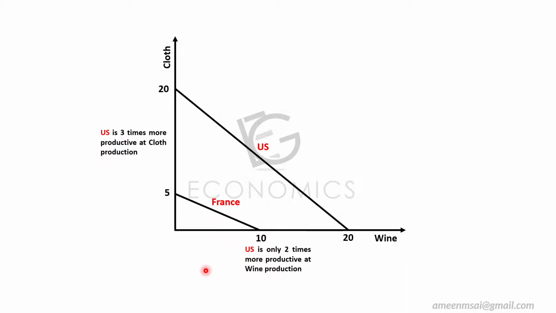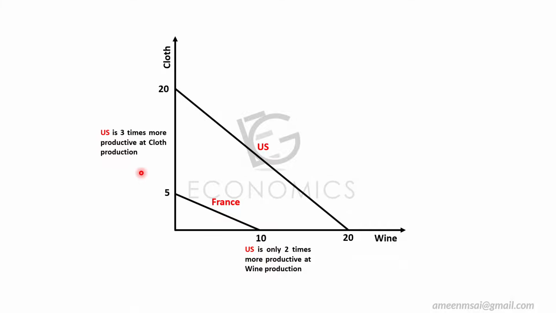So this is the graph that we can use to understand comparative advantage. On the x-axis we have the production of wine. On the y-axis we have the production of clothes. The first budget line is of US, 20 and 20. That means using 1 hour of labor, US can produce 20 clothes or 20 wines. The second one is for France. By using 1 hour of labor, France can produce either 5 units of clothes or 10 units of wine.